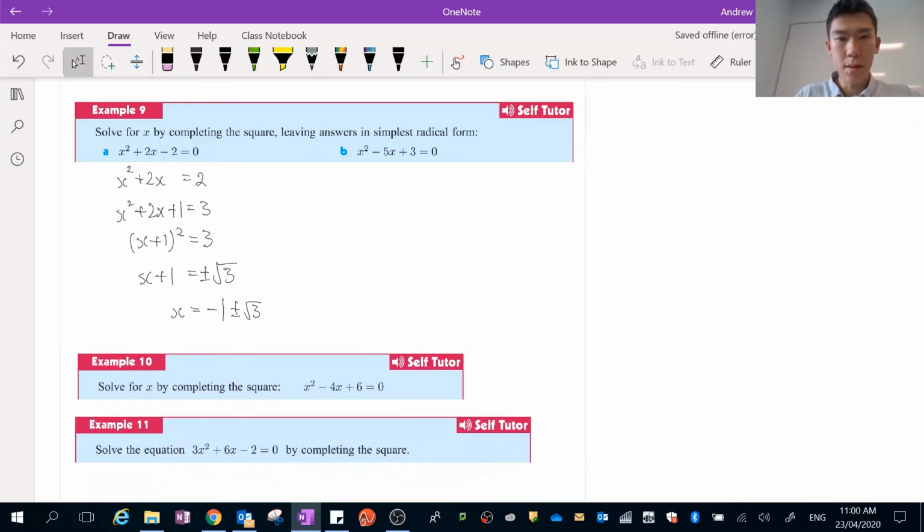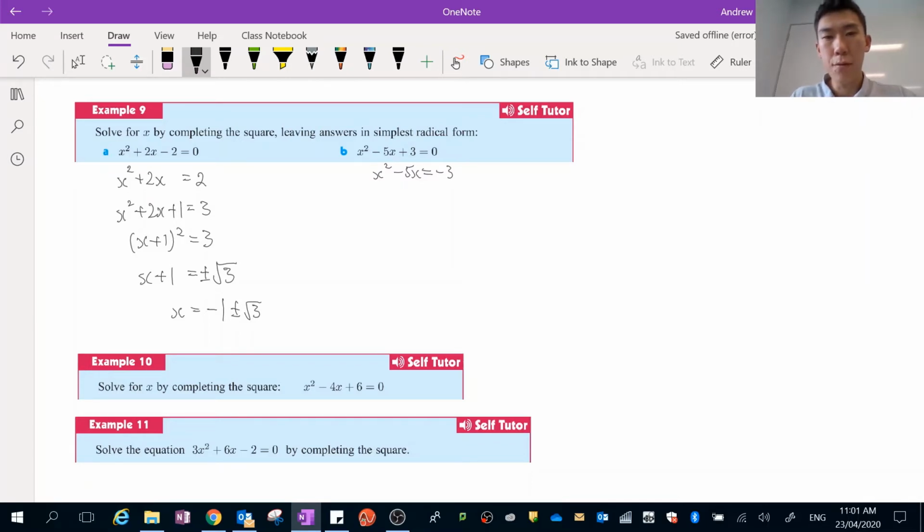Let's do B. So same idea. I'm going to keep all the x's on my left-hand side, and take away 3 from both sides. Then I'm going to decide what I need to add to both sides. Okay, this one we're going to have to start using fractions.